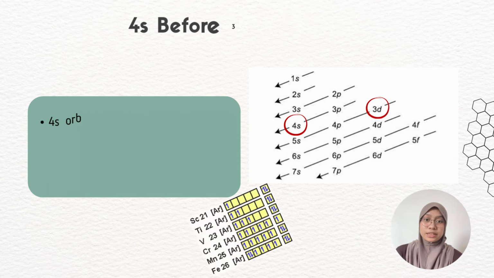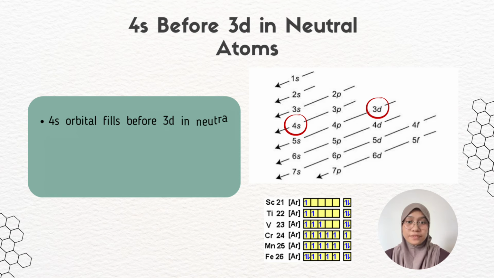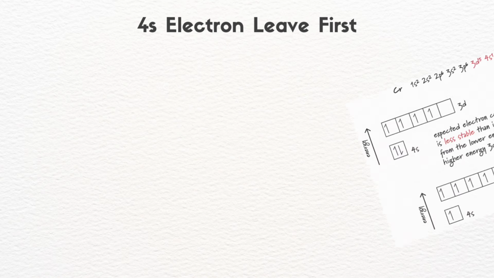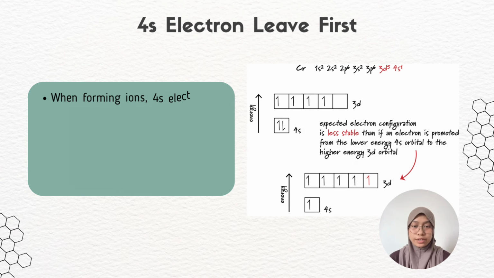In a neutral transition metal atom, the 4s orbital is filled before the 3d orbital. This follows the Aufbau principle where electrons occupy orbitals with lower energy first. For example, titanium has the electron configuration [Ar] 3d2 4s2, showing that the 4s orbital is filled before electrons enter the 3d orbital. However, the behavior changes during ion formation.